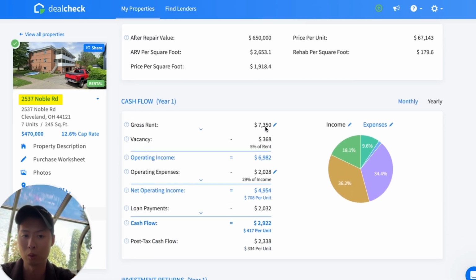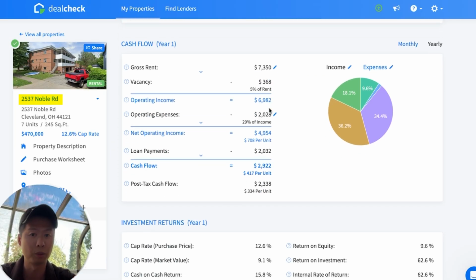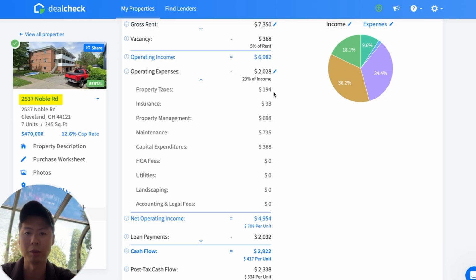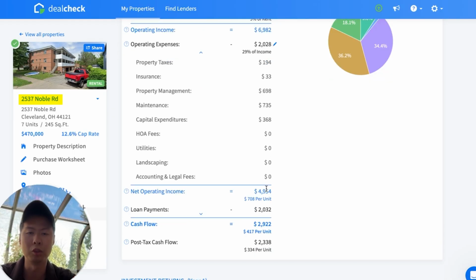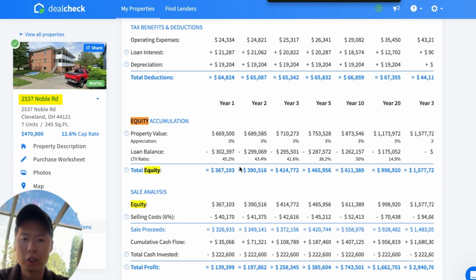Plug in the rent. In this case, we're using 1050 market rent for all 7 units. Then we always budget 5% vacancy in here. In some cases you might need to budget up to 8%. There's also a bunch of different operating expenses, with a breakdown for property tax, insurance, property management, maintenance, and all the other stuff. It's really important to make sure all the lines are plugged in effectively. After everything's done, what you're going to see is, cash on cash return is the very first one.